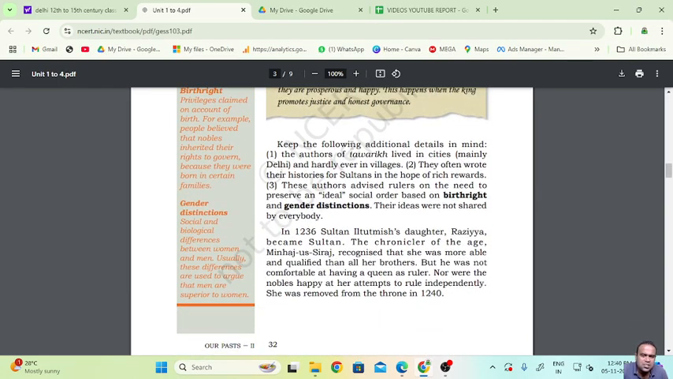Keep the following additional details in mind. The authors of Tarikh lived in cities and hardly ever in villages. They often wrote their histories for sultans in the hope of rich rewards. These authors advised rulers on the need to preserve an ideal social order based on birthright and gender distinction. Their ideas were not shared by everybody.